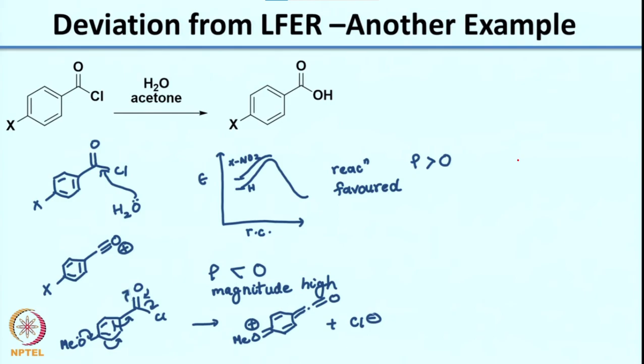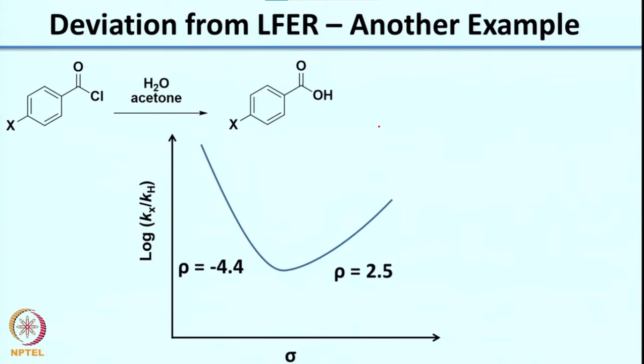This is a further explanation here. The rho value is more than 0 in case of electron withdrawing group, as I told you, and here the rho value is less than 0, but the magnitude is high. That's why this is a favorable mechanism. So this is the Hammett plot which we have discussed. The slope is higher here, and it will be less for electron withdrawing group. This is electron withdrawing group.